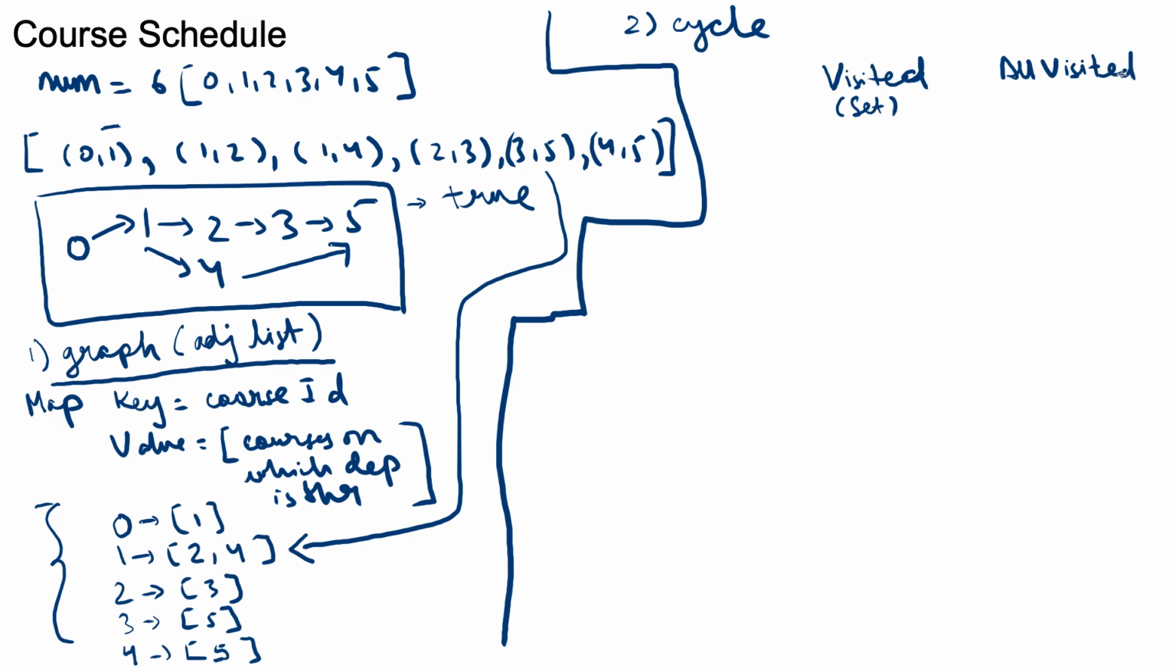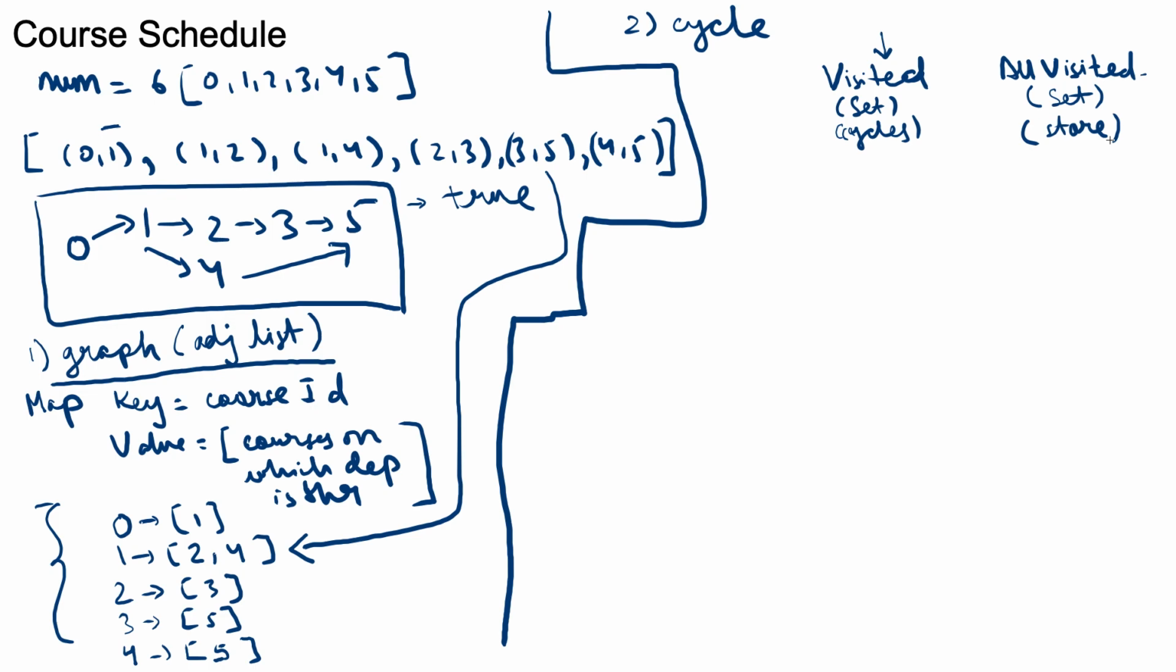Basically the idea is that these two sets will store course IDs, but they have different purposes. The purpose of the visited set is to detect cycles. And the purpose of the all visited set is to store our results once we have found that a particular course ID can be taken up and it doesn't have any cycle or dependency issue. Once we have determined that a course ID can be taken up without any cyclic issue, we will store it in the all visited set.